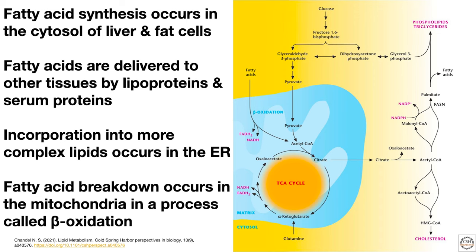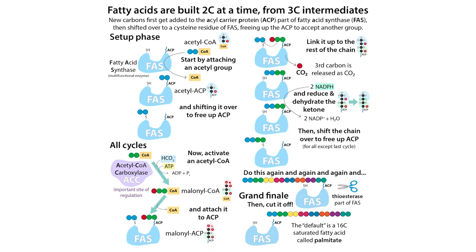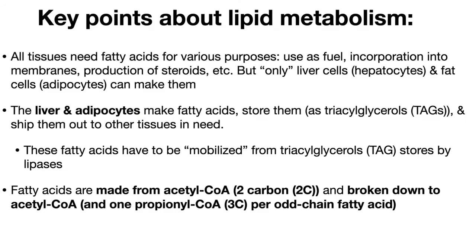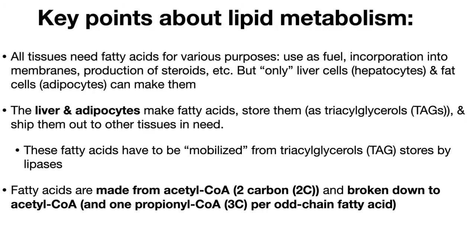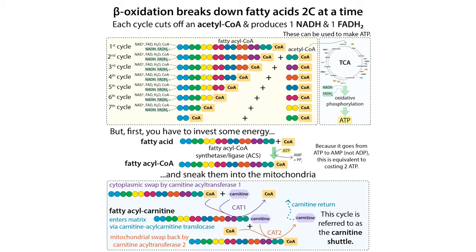So your fat cells, your adipocytes, and your liver cells, your hepatocytes, can both make lipids and store those lipids that they make. And then when the rest of the body needs lipids, they can ship those lipids out to the body. We'll talk in a minute about how this is a little complicated because of the hydrophobic nature of lipids, but you're going to be able to send those to other tissues, and those tissues are going to be able to take in the lipids and break them down for energy. We'll talk about that breakdown, which occurs in a process called beta oxidation, and that is happening in the mitochondria for the most part.